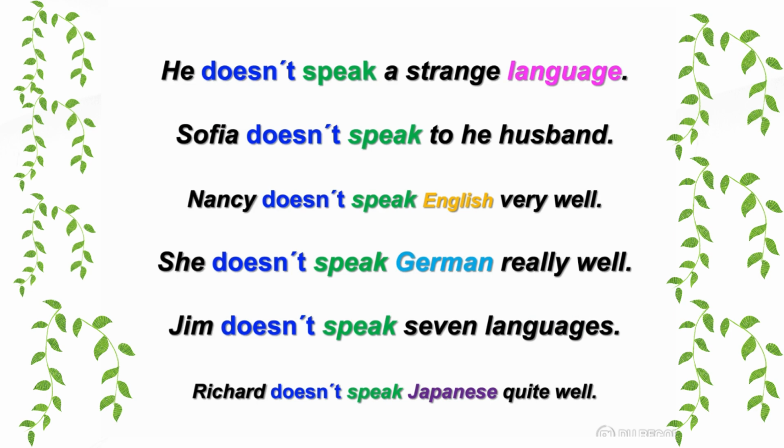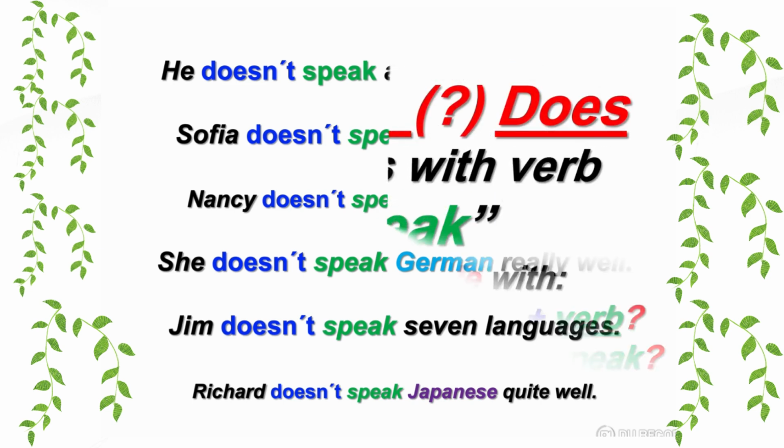He doesn't speak a strange language. Sophia doesn't speak to her husband, so there is an R missing. Her husband. Nancy doesn't speak English very well. She doesn't speak German really well. Jim doesn't speak 7 languages. Richard doesn't speak Japanese quite well. Let's go to the question form.